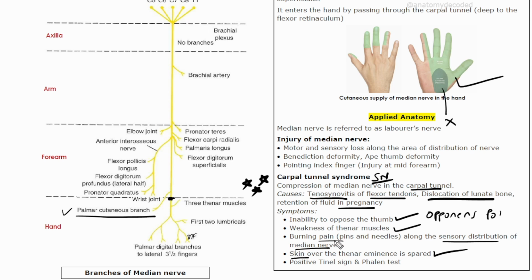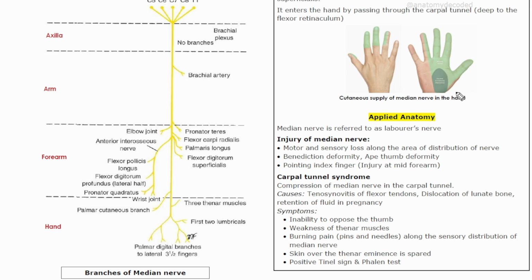Okay. Then there is something called as positive Tinel sign and Phalen test. Tinel sign means tapping at the region of the flexor retinaculum. It will reproduce the patient's symptoms. And Phalen's test, what is it? It is flexion of both wrist joints against each other that will reproduce the patient's symptoms. Okay, so these are some tests which are done to diagnose the carpal tunnel syndrome. Okay. So we have covered the median nerve from its origin, from its relations, branches, and applied anatomy.